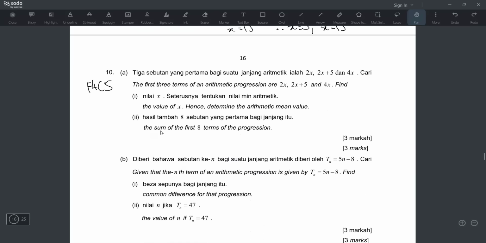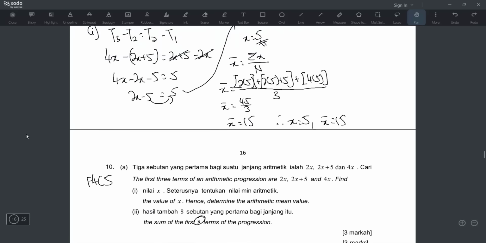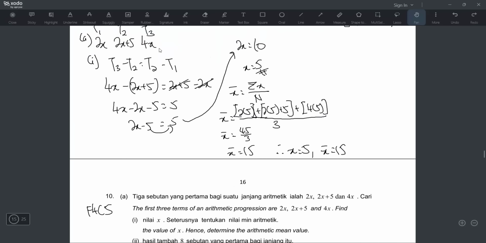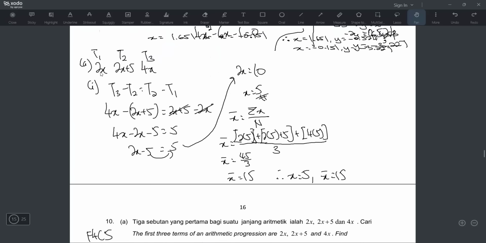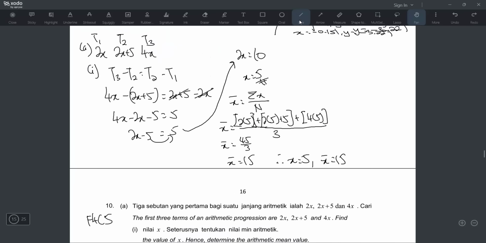All right, B, I mean A2. Sum of the first 8 terms of the progression. Okay, I think they are asking to find S8, right? It means you have to find the first 8 terms added together. But you don't go and do T1, T2, T3, T4, T5, T6, T7, T8, and then add all those. No, don't do like that. It's very slow. So you just use the Sn formula.